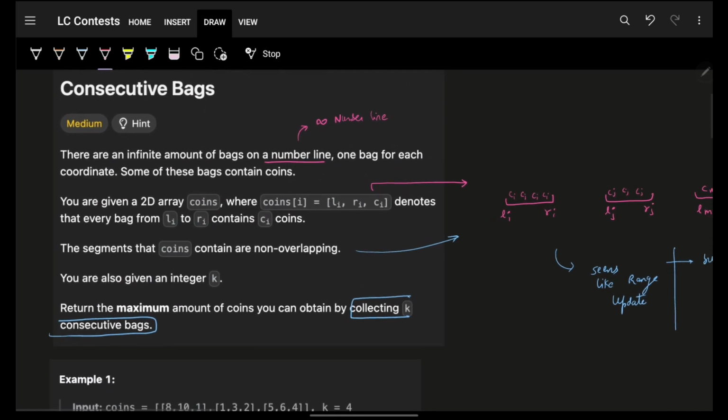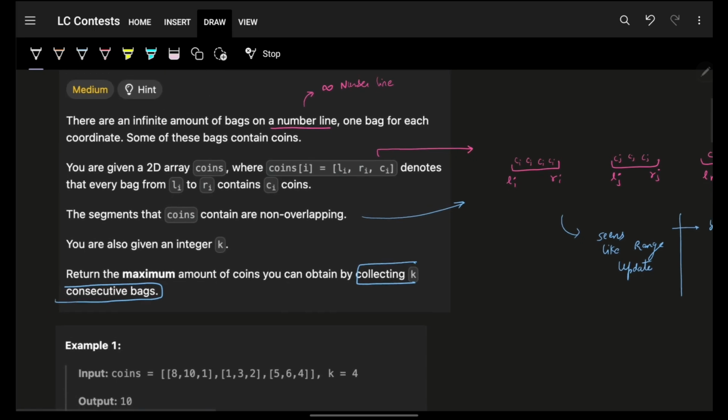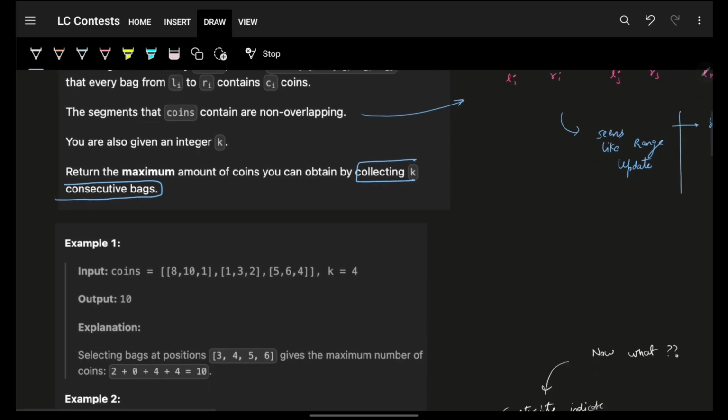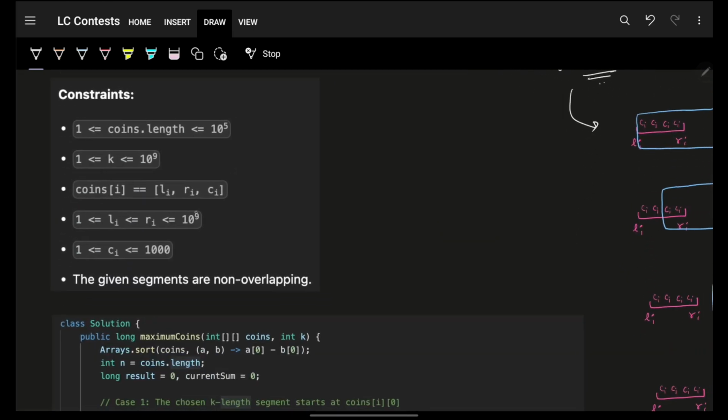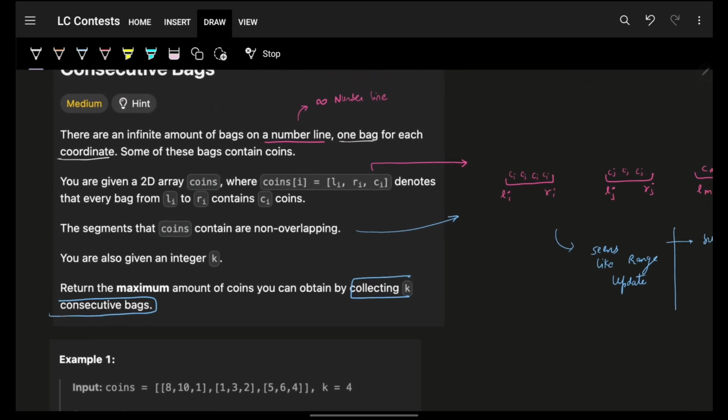See, it simply says that you are given an infinite amount of bags on a number line, which means you are simply given an infinite number line, where each number line element will have a corresponding bag. Now, one bag for each coordinate. As you can see, a number line can have as many coordinates as possible. Here, you have a limit on the number line itself, but even if you consider 1e9, that's still much higher.